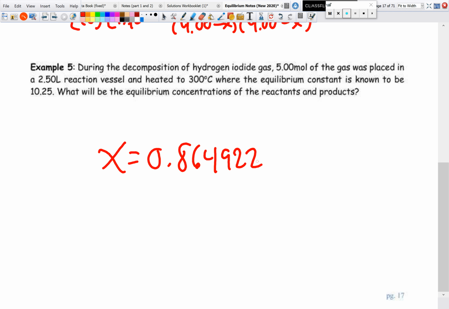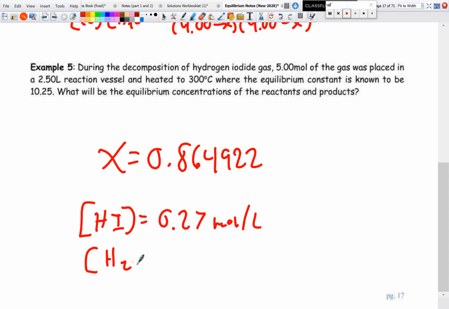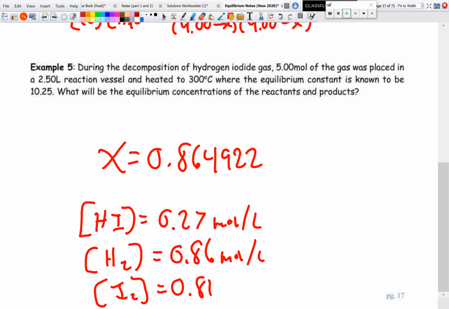0.864922, and the corresponding concentrations, HI is equal to 0.27 moles per liter, H2 is going to equal 0.86 moles per liter, and I2 is also going to equal 0.86 moles per liter. So please try this one until you actually get the answers that I have right here. And of course, if you don't get it, just let me know and we can hammer out a Google Meet and actually go through all these.